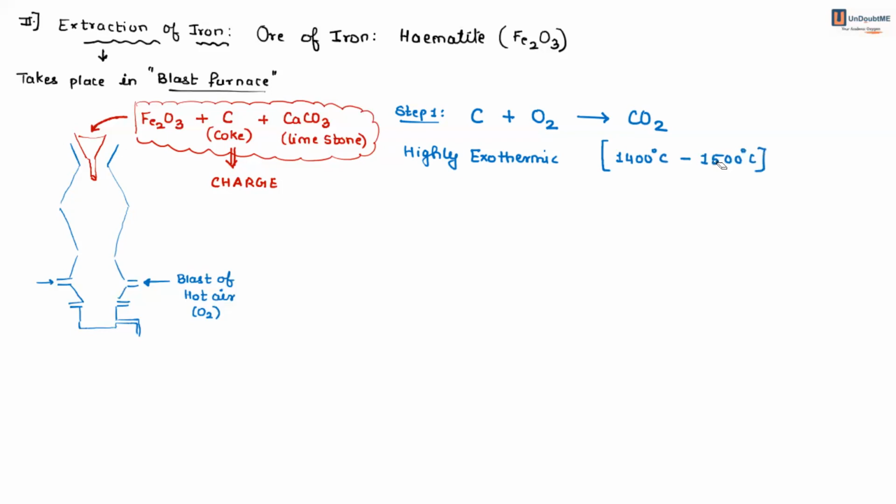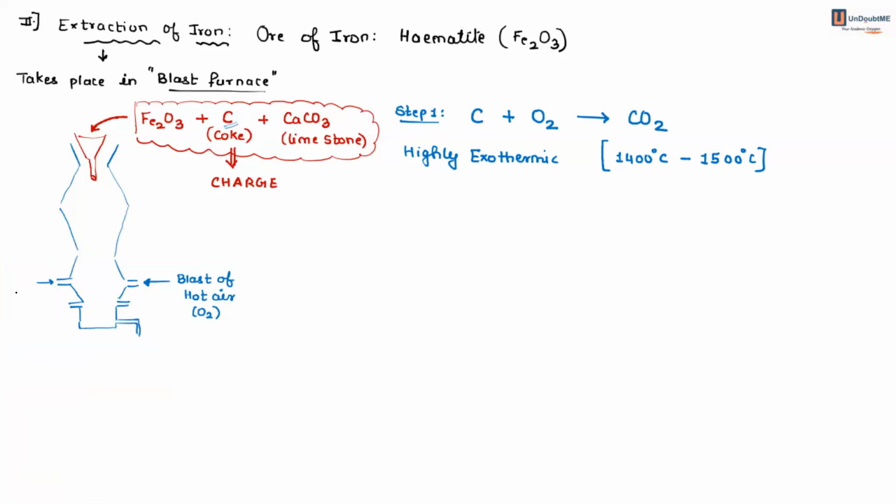So this reaction liberates lots and lots of energy, and this takes place at a very high temperature, which is 1400 degrees Celsius to 1500 degrees Celsius. Now, once the carbon is reacted with oxygen to form carbon dioxide, the coke, that's the carbon which is present, is present in very large amount. So it is in excess.